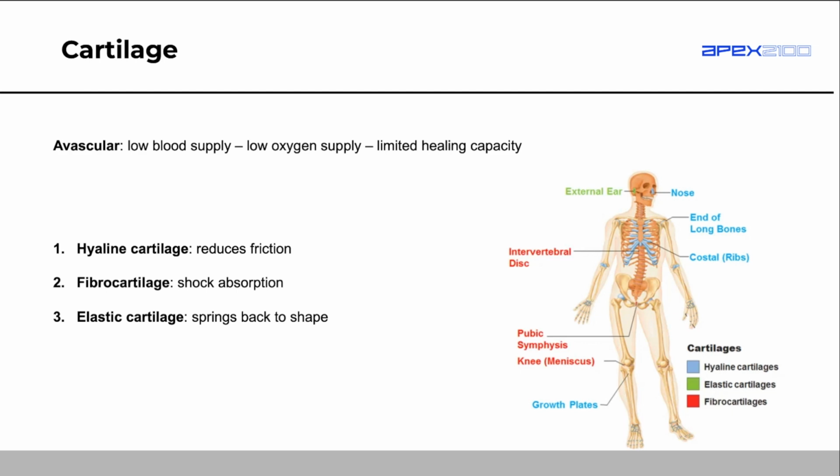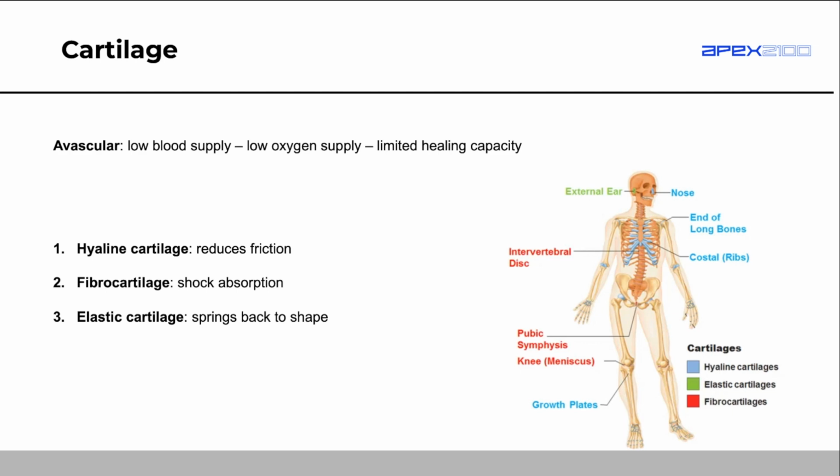And there are three types of cartilage that we need to know. Firstly, there's hyaline cartilage, and its main function is to reduce friction. You can see in the picture that the location of hyaline cartilage is all in blue there. So we have hyaline cartilage in the nose and at the end of long bones, and remember that's called articular cartilage, the cartilage at the end of long bones, but it's formed out of a type of hyaline cartilage.